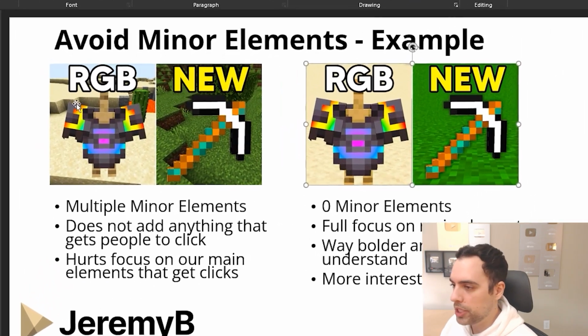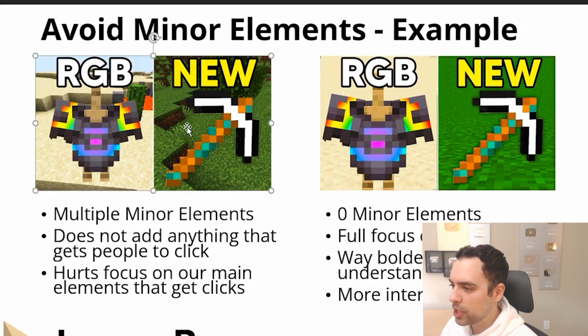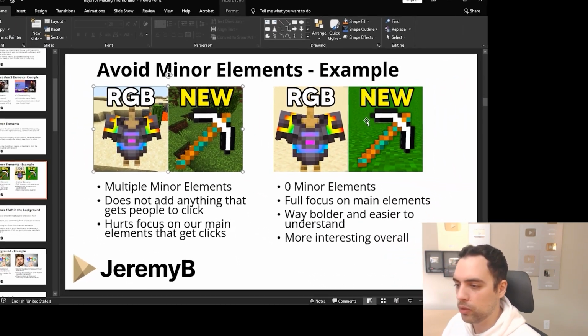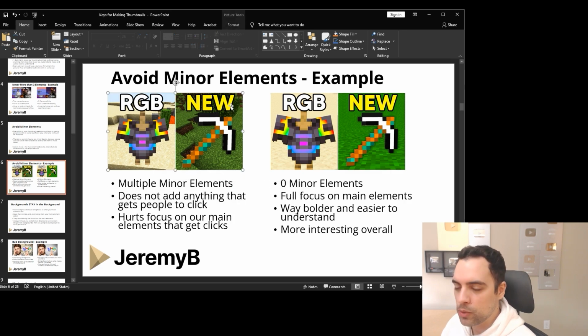If we look at this, we just changed this left side to a completely flat sand background. And this picture on the right, we just changed it to a completely flat grass background. Those minor elements do not add anything. Nobody's ever going to click on this video because we got a little tree in the background, right? Or because there's a little cactus here that you could barely see, right? They just distract from our major things in the picture, and it just hurts the focus on our main elements that are actually trying to get people to click on our video.